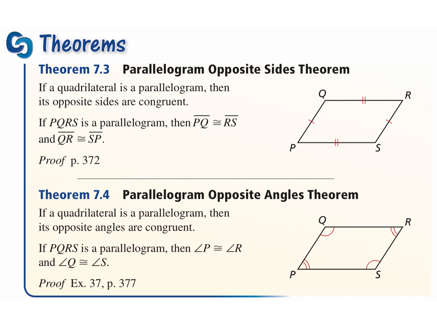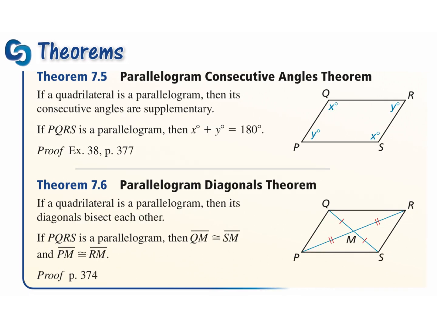So this first one, the parallelogram opposite sides theorem. The main thing you need to know: opposite sides are congruent. The parallelogram opposite angles theorem. You need to know opposite angles are congruent. An opposite angle would be like angle P and angle R. They're on opposite sides of the parallelogram from each other. They're not directly connected. They don't share the same ray or the same segment.